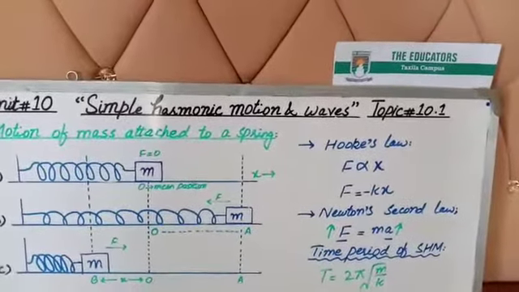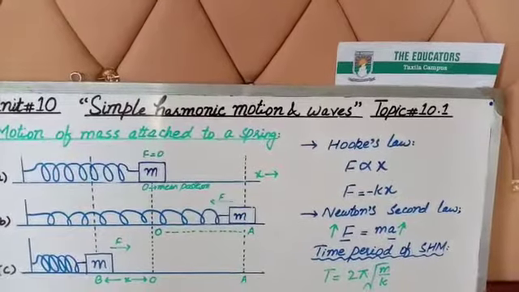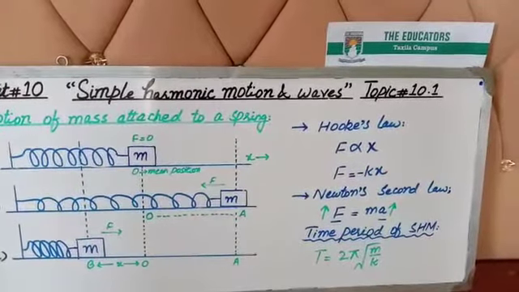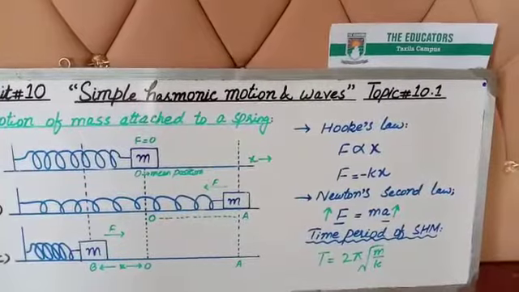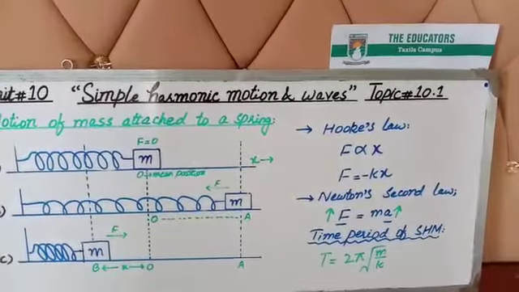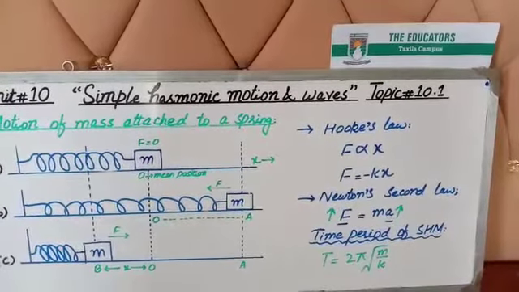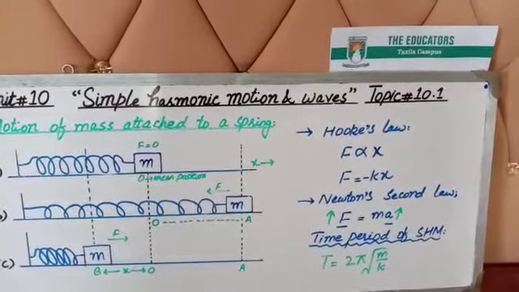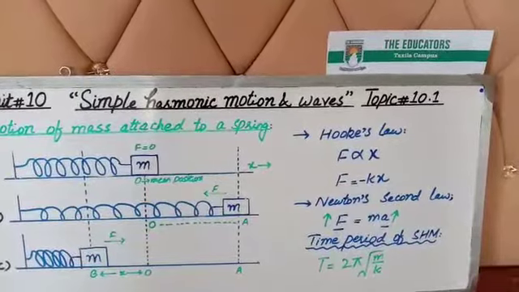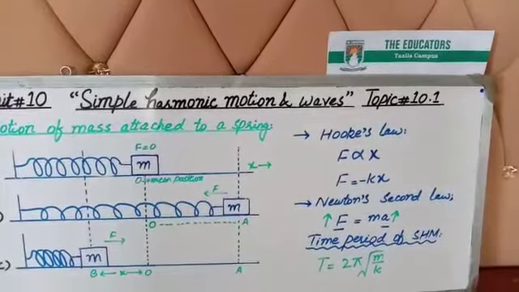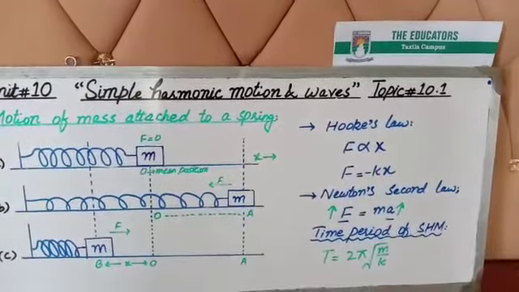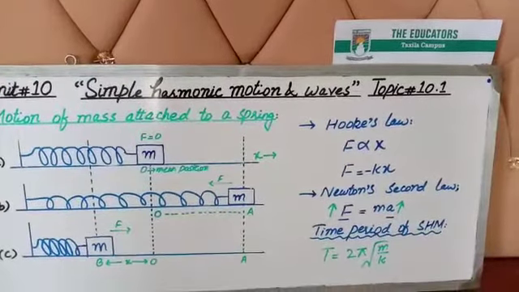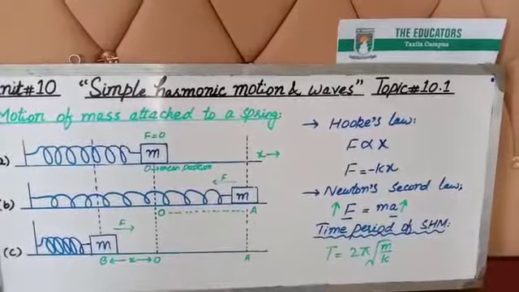If we want to find the time period of simple harmonic motion of the bodies that are executing simple harmonic motion, then we can find it through this formula. T is equal to 2 pi under root m by k. k is the spring constant value and m is the mass, pi is constant and 2 is also constant. By putting all values in this formula, you can easily find out the time period of the bodies executing simple harmonic motion.